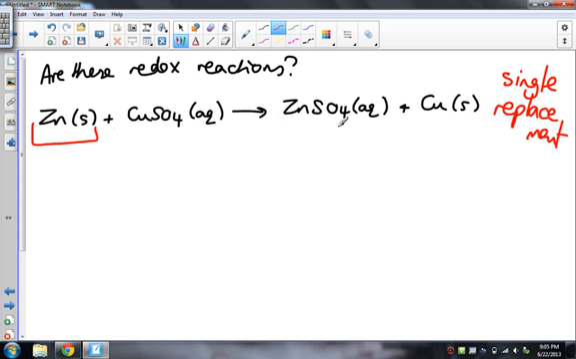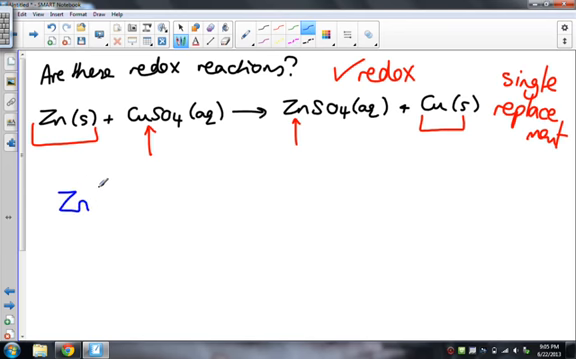Zinc is on its own on one side, it's not on its own on the other side. Copper is on its own on one side, it's not on its own on the other. Good sign, it's a redox reaction, so check that box for redox, alright? So let's look at the zinc to see what's actually happening.